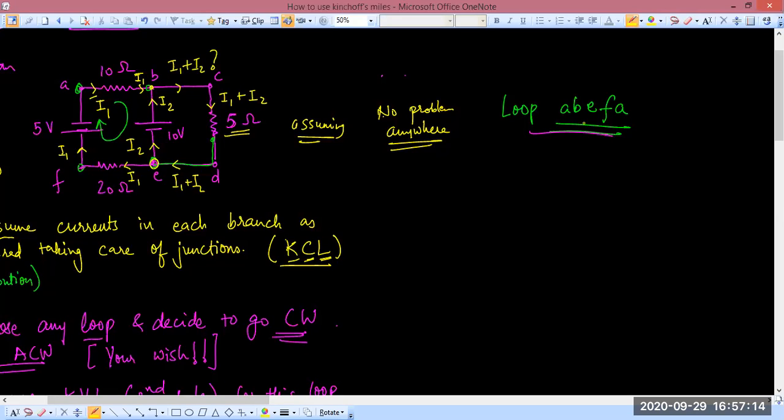So we are going on the loop A, B, E, F, A. So first of all, let's go from A to B. Enjoy the ride. A to B. So look at this. We are going in direction of current that we assumed. Agreed? We are going from A to B. We are going in direction of current. Yes or no? So if you go through a resistor, then you write minus IR. But that I is I1 and that resistance is 10 ohm. Is this clear? હજી તો A થી B જ પહોંચ્યા છીએ.